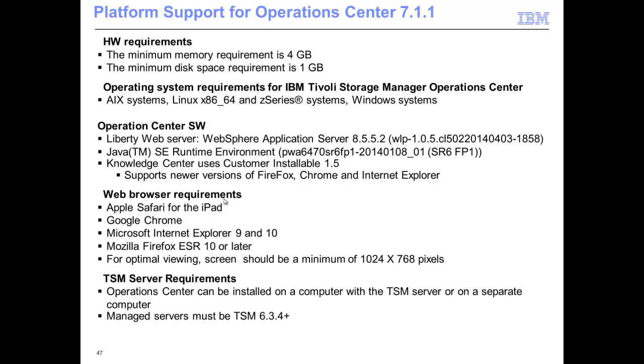The Operations Center is basically a Liberty web server. It does utilize Java, and it does link in with the Customer Installable Knowledge Center, which also supports different levels of Firefox, Chrome, and Internet Explorer. The Operations Center is accessible via web browser. We support various levels of web browsers, everything from Apple Safari to Google Chrome to Microsoft Internet Explorer to Mozilla Firefox. This slide is taken from version 7.1.1, so the levels of supported operating systems and web browsers obviously change depending upon the level of the Operations Center you're dealing with.